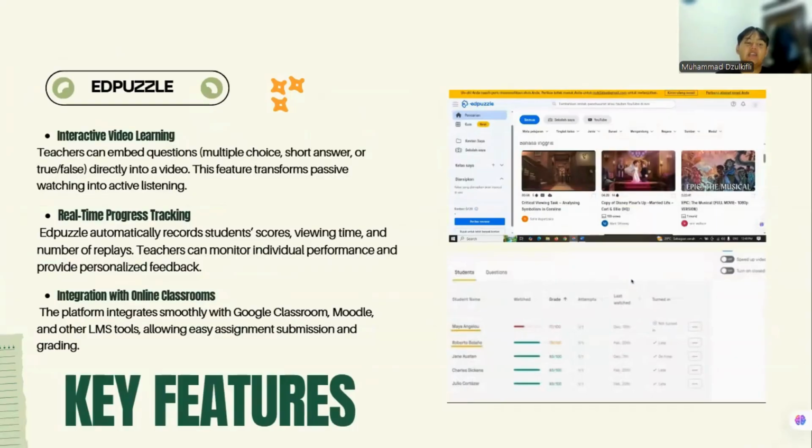Some of the key features in Edpuzzle, I have three here. Number one is interactive video learning. Teachers can embed questions, multiple choice, short answer, or true or false questions directly into a video. These features transform passive watching into active learning. So, when a teacher uploads or chooses a video as material in a listening activity, teachers can add questions directly into the video. The video will be paused for a moment, and the student can answer the question.